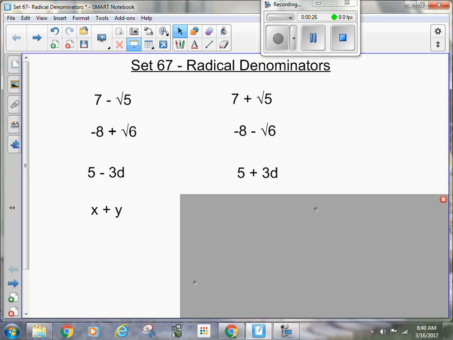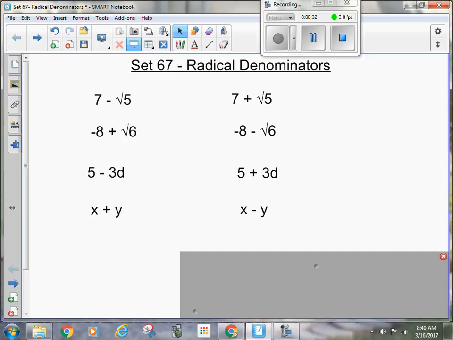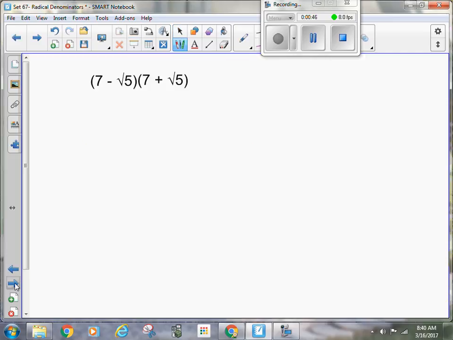We could also do this with other ones. So 5 minus 3d, the conjugate is 5 plus 3d. And x plus y, the conjugate is x minus y. Well, what is a conjugate? A conjugate is where the middle sign is just different. Notice none of the other signs change. So if we had a negative 8, we still have that negative 8 in the next one, okay? So we're going to use conjugates here.